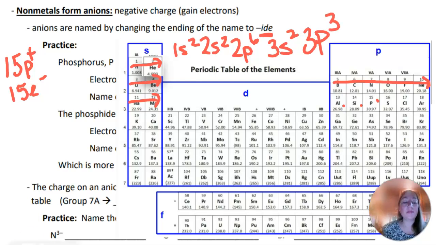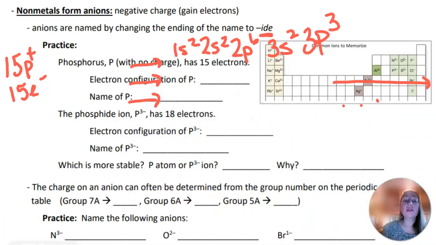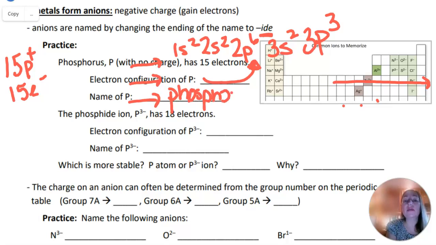3p3. Okay. So the electron configuration of phosphorus we've got right here. I'm not going to rewrite it because it's pretty close in proximity, and we're just going to call it phosphorus as the element. And now the electron configuration of the ion.